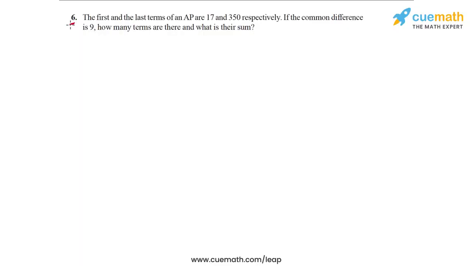Okay, in question 6 of the exercise, here's what the problem statement says. The first and last terms of an AP are 17 and 350 respectively. So the first term A is 17, the last term L is 350. Now if the common difference is 9, so the common difference is also given, so let's write it. So D is equal to 9. How many terms are there and what is their sum?